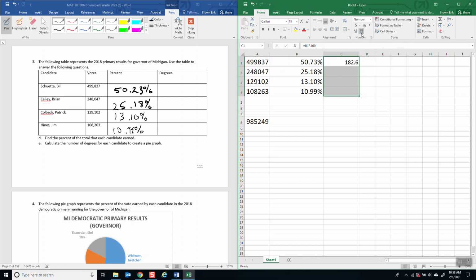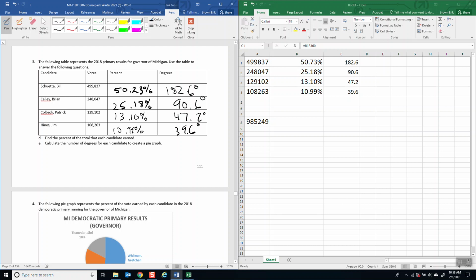So let's round this to the nearest tenth of a degree, even though we haven't actually told you anything about rounding values. So 182.6 degrees. Oops, I forgot to drag that. Notice I'm going to the bottom right corner, selecting that, holding and dragging that down, and we get all the rest of those values. And make sure you put your degree symbols on there, and that's it. We've done it.